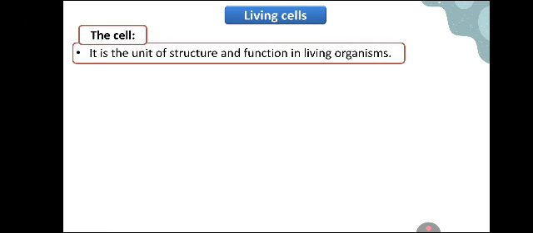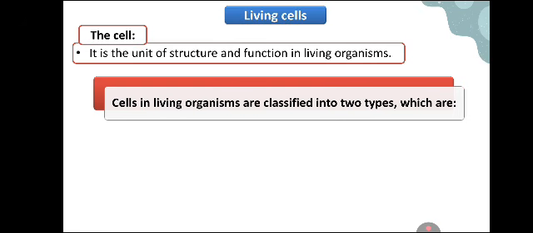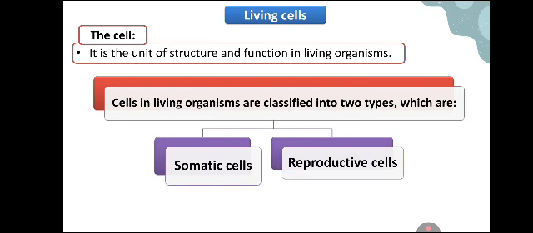We know that the cell is the basic unit and structure, the smallest unit of the living organism. But cells are classified into two types: somatic cells and reproductive cells. Somatic cells are the cells related to the body. For example, your stomach, your kidney, your skin, all of these are made from cells, the building unit. The cells that make the kidney, stomach, and liver are called somatic cells. But reproductive cells are the cells responsible for giving new birth.